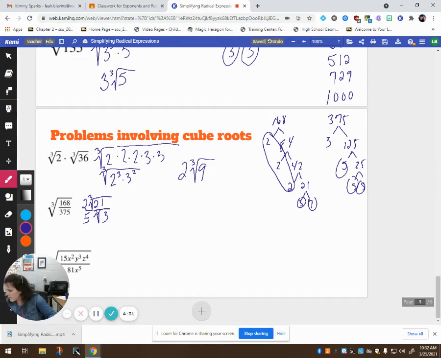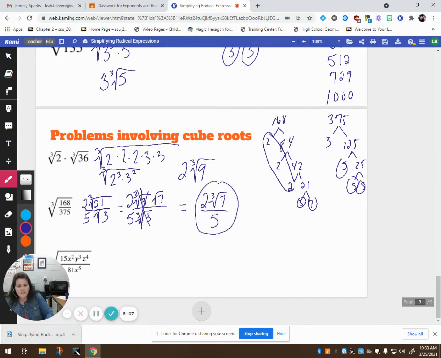So my answer simplifies to, it's not very pretty, is it? 2 times the cubed root of 21 over 5 times the cubed root of 3. Now we could leave this. Remember, we just had 3 and 7, so we have 2 times 3 times 7 on top, and over here we have 5 times the cubed root of 3. Why would I want to do that? Well, when I have the same thing on top and bottom, they cancel. So I'm left with 2 times the cubed root of 7 all over 5. And this is the simplified answer.